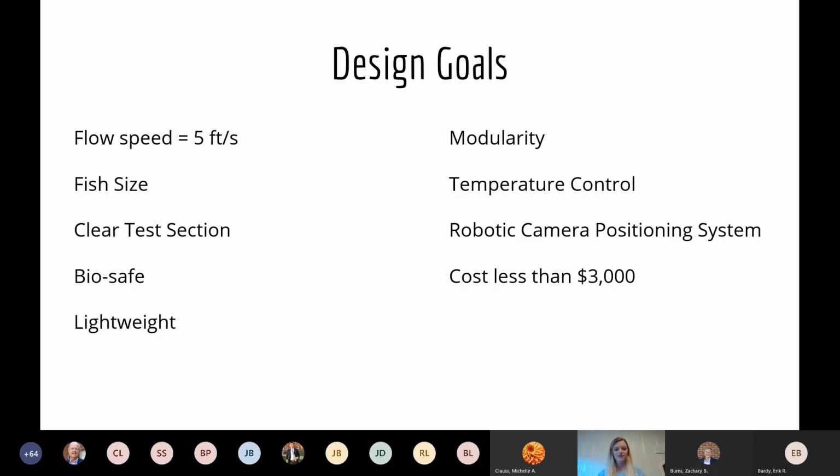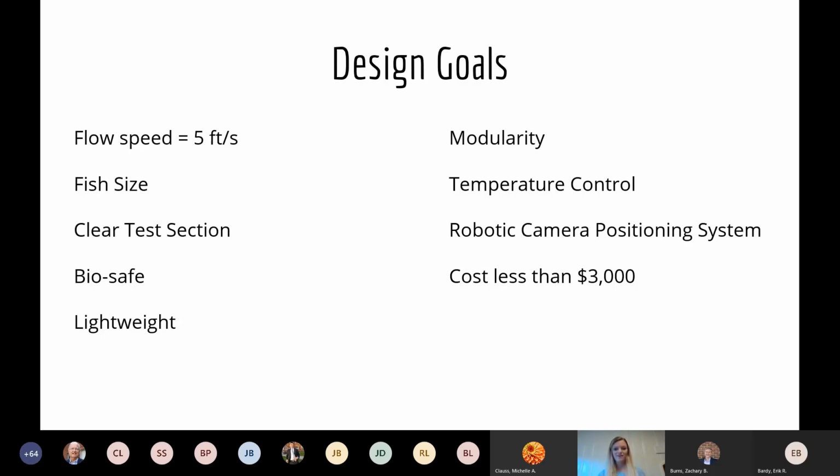The test section of the flume was also supposed to be long enough to fit fish that could measure up to 14 inches in length, as well as be completely clear. This meant no screws protruding into the test section to interfere with the video footage. A major factor we had to consider while designing was to use biosafe materials in order to be able to allow fish to swim safely in the water tunnel.